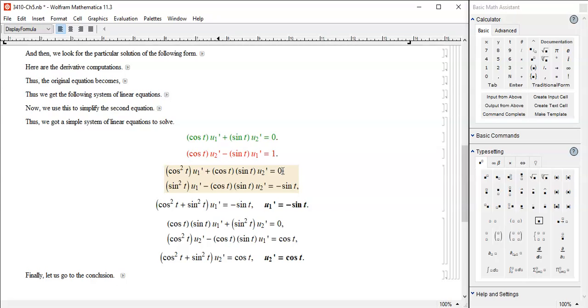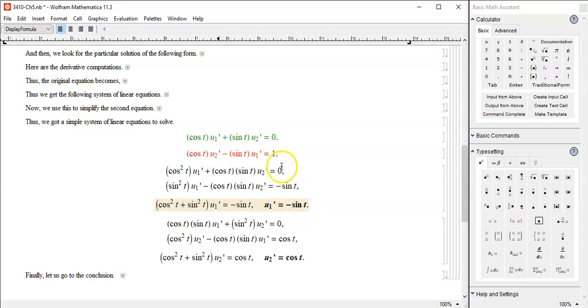Okay, multiply cosine of t here, multiply sine of t there. Multiply cosine, multiply sine, and then, not that, multiply cosine and multiply negative sine, yes, and add them together. So the u1 part is cosine squared plus sine squared, and then the u2 part cancels out. Right hand side, 0 times negative sine, add them up. This is what you get. u1 prime is negative sine of t, because this whole thing is equal to 1.